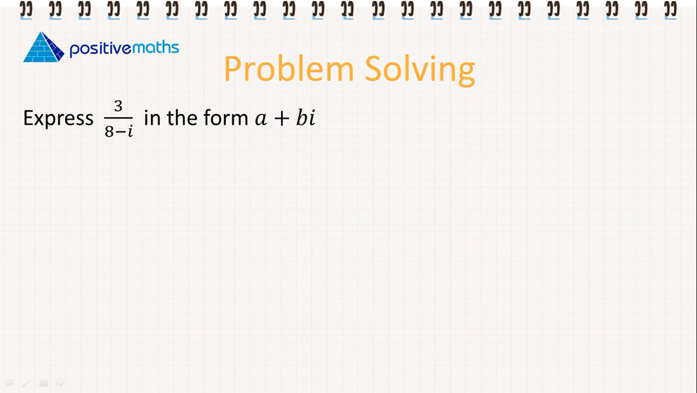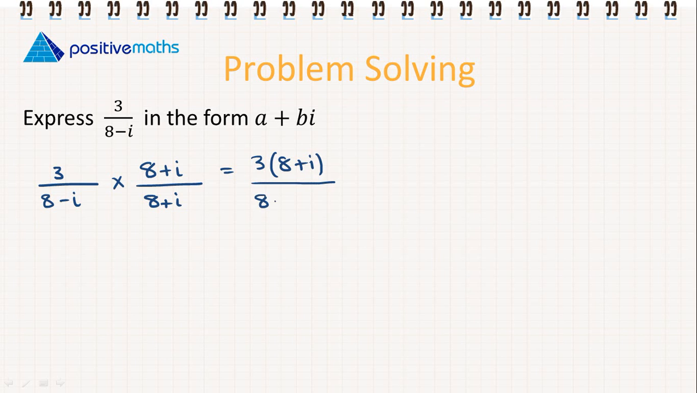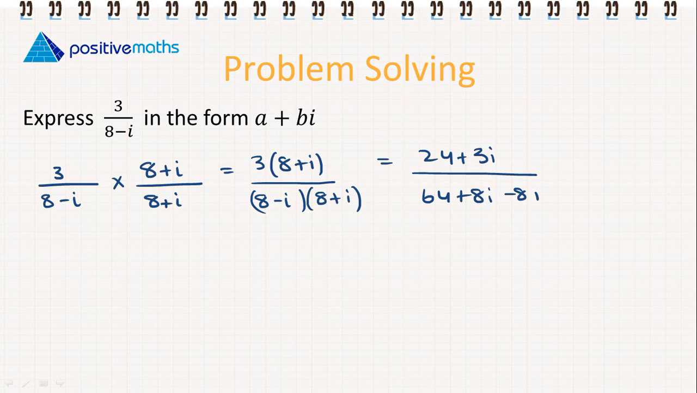For the next example, we need to express 3 over 8 minus i in the form of a plus bi. So again, we're going to multiply the numerator and the denominator by the conjugate of the denominator. So we multiply the top by 8 plus i and the bottom by 8 plus i. So we get 3 multiplied by 8 plus i over 8 minus i multiplied by 8 plus i. On the top we get 24 plus 3i. On the bottom we get 64 plus 8i minus 8i minus i squared.